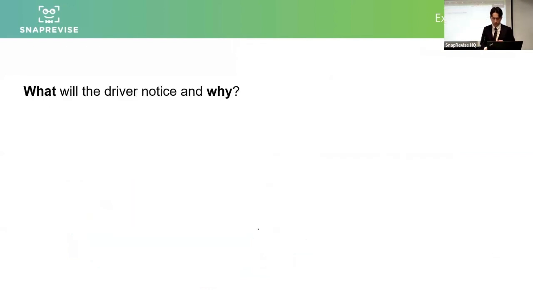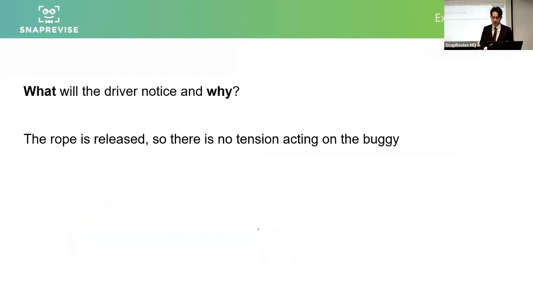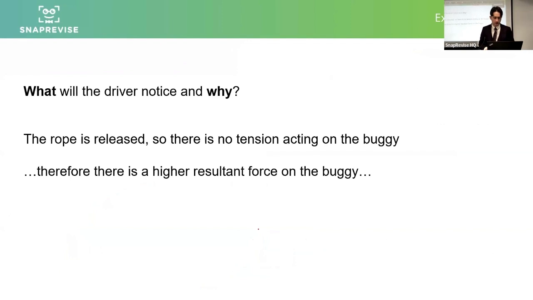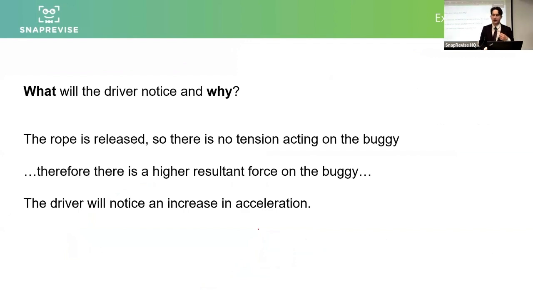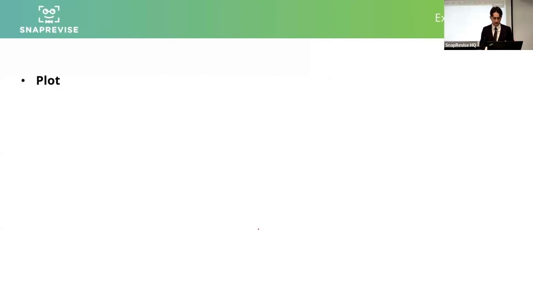Right, let's think about what happened. So the rope's released, meaning the tension isn't there anymore on the buggy. There's no resistance, less resistance to the buggy because there's not someone dragging against it. So the higher resultant force on the buggy will mean there's more force forward. So the driver will actually notice an increase in acceleration. And that's why then the driver has decided to bring it to rest.